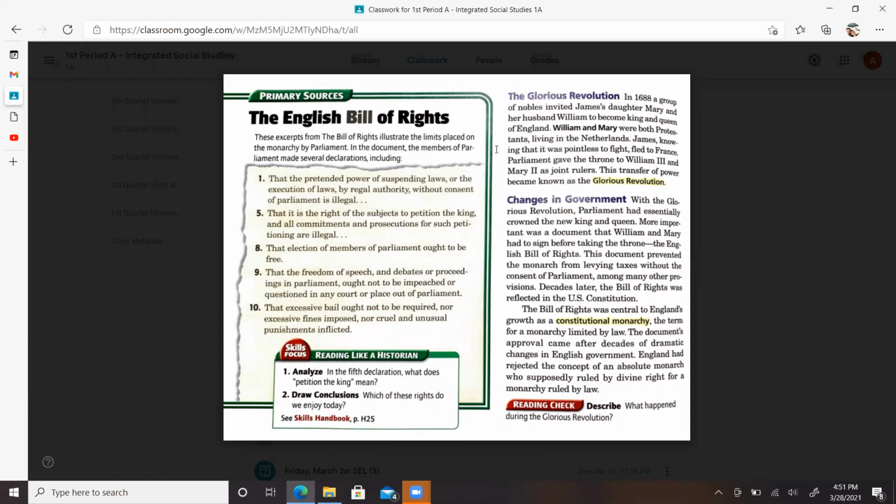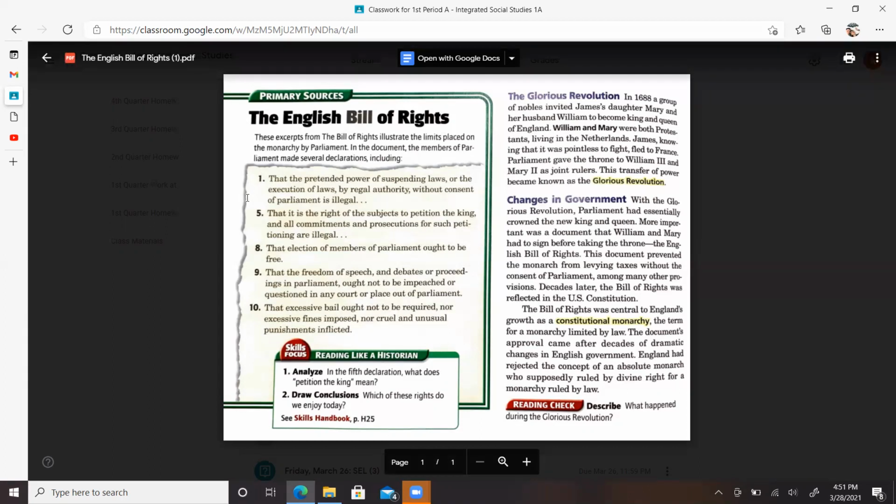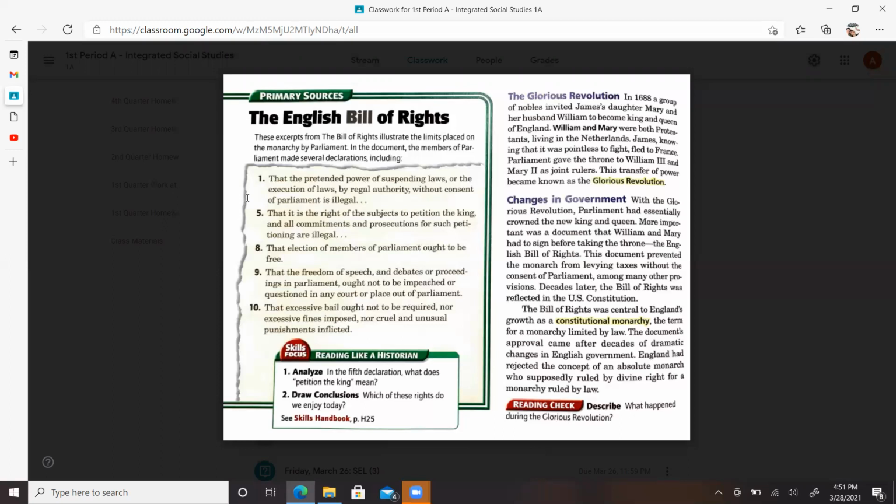So let's go ahead and move over to the left part of this page, the primary source, the English Bill of Rights. These excerpts from the Bill of Rights illustrate the limits placed on the monarchy by Parliament. In the document, the members of Parliament made several declarations. All right, so Declaration 1 states that the pretended power of suspending laws or the execution of laws by regal authority without consent of Parliament is illegal.